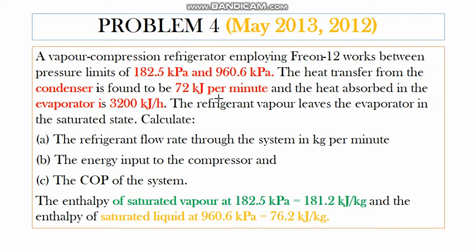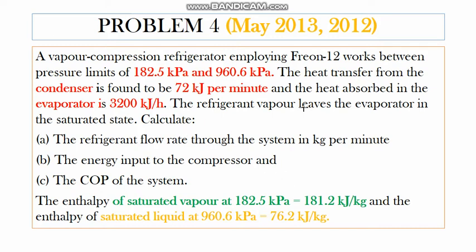Condenser means the heat rejection is taking place there. Heat rejected is nothing but Q1. This is my Q1. And the heat absorbed in the evaporator, which is Q2, is given in kilojoule per hour. Here you need to note one thing: here it is kilojoule per minute, here it is kilojoule per hour. You need to convert it into kilojoule per minute or kilojoule per hour. Always keep everything in one unit so that you can avoid mistakes in your problem.